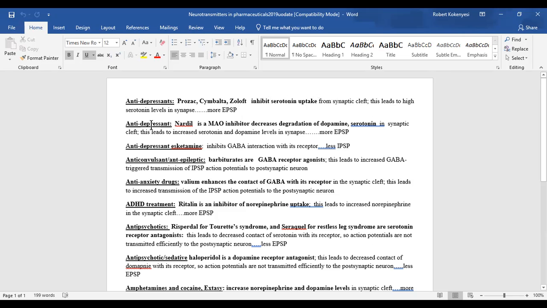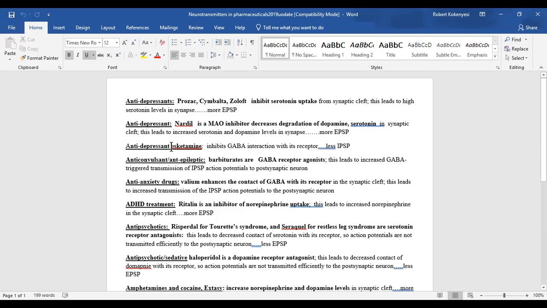What about other ways to do this? Another antidepressant, Nardil, is inhibiting an enzyme that would degrade dopamine or serotonin. So there will be more excitatory neurotransmitters in the synaptic cleft. Yet again, we are achieving more excitatory postsynaptic potential. We are increasing activity level in our central nervous system. We are acting against depression. So this is yet again an antidepressant.